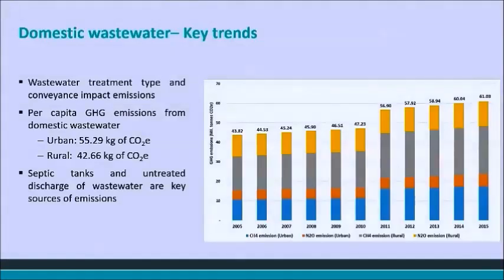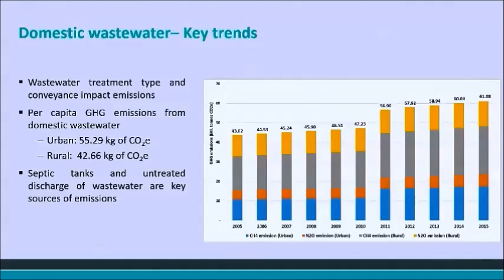In terms of wastewater emissions from the domestic sector, that's from households, we looked at urban and rural areas. And mainly for the domestic wastewater, the emissions are largely dependent on the wastewater treatment and conveyance systems. So based on how much percentage of the population uses a particular system, like septic tanks, STPs, sewer lines, there's an emission factor specified for each, and the emission will depend on that.